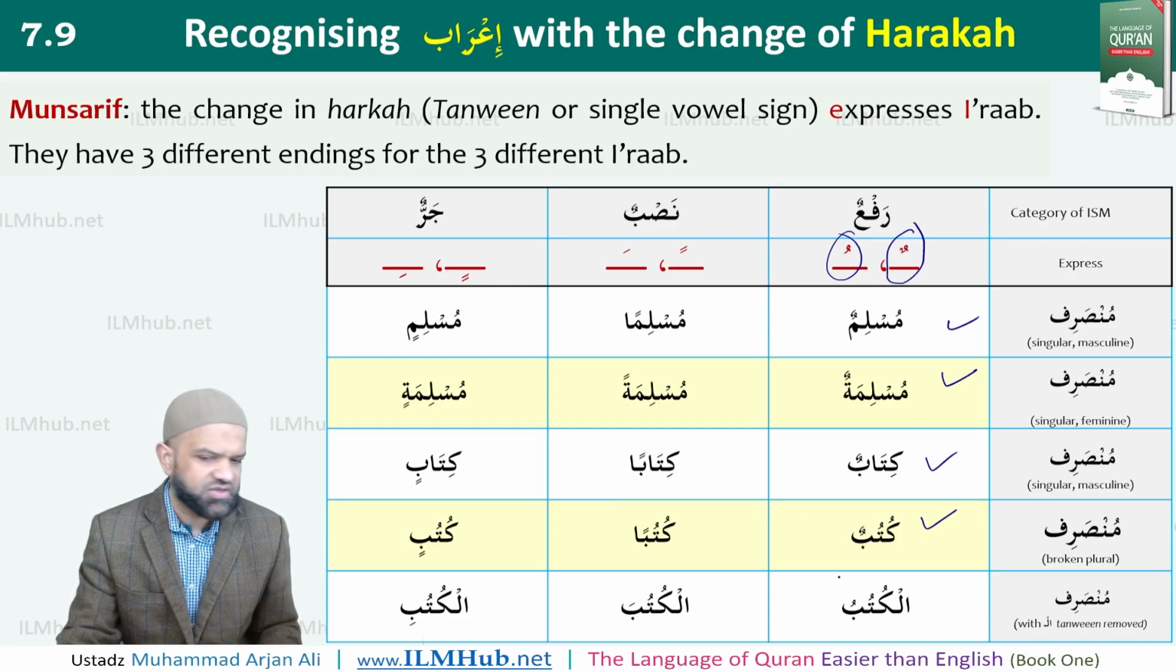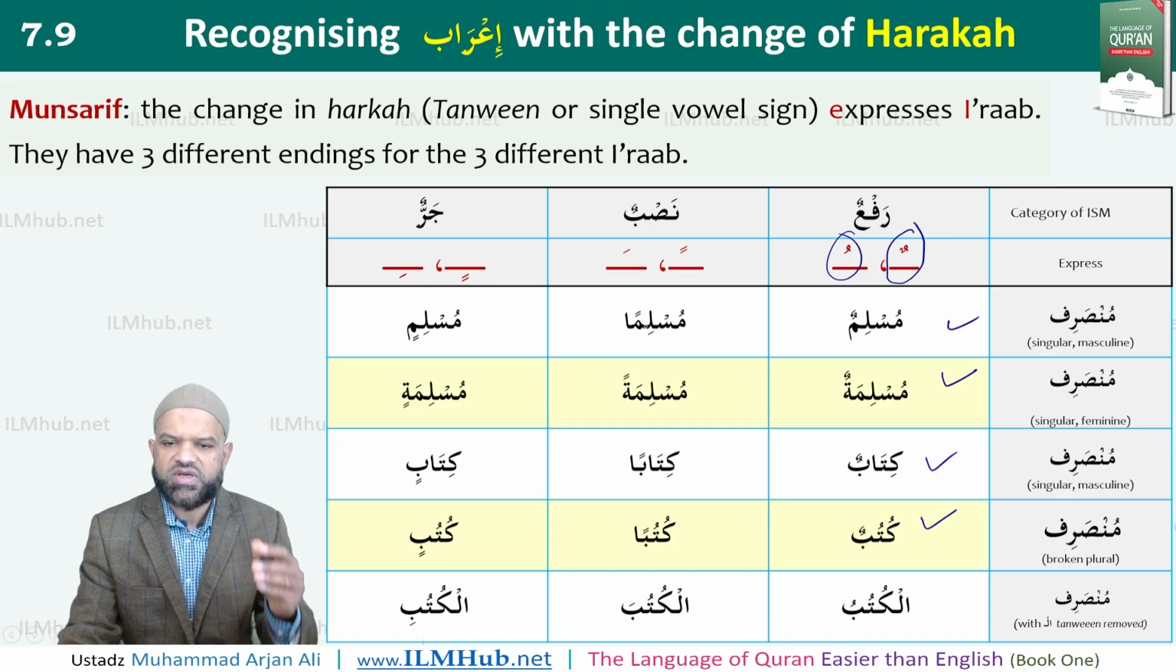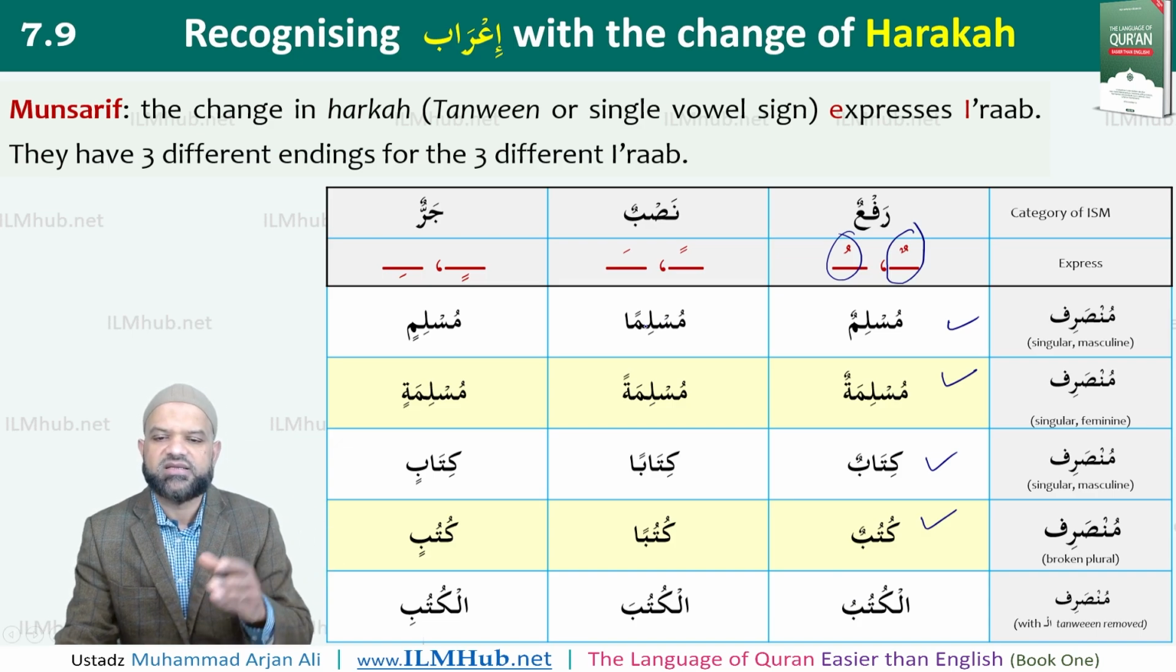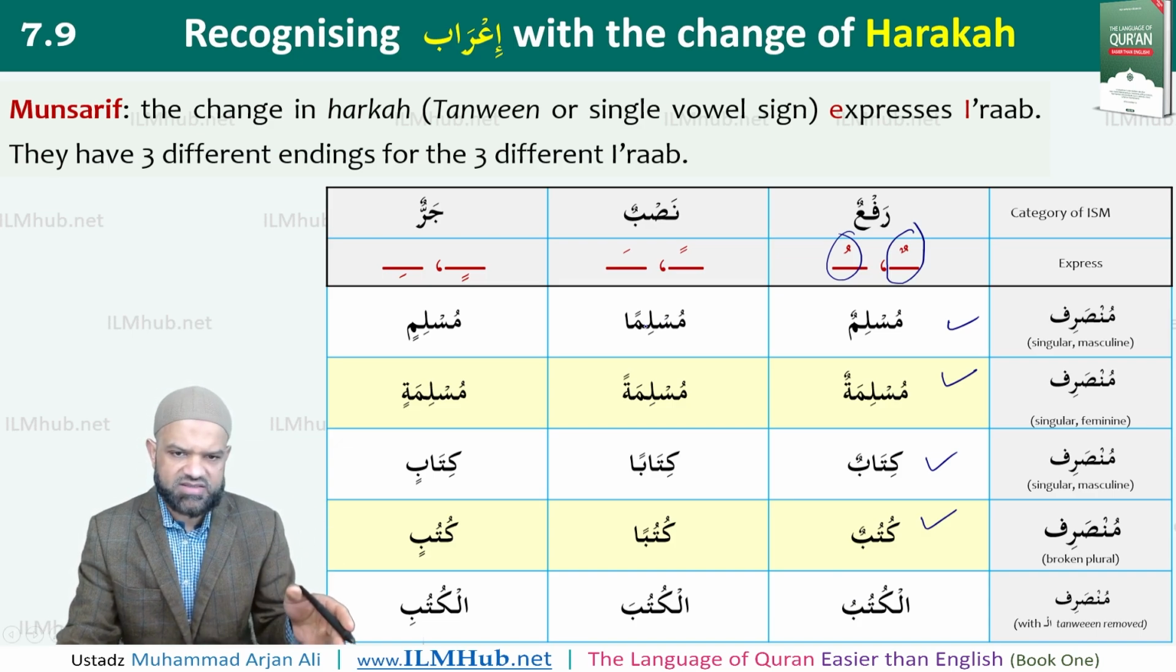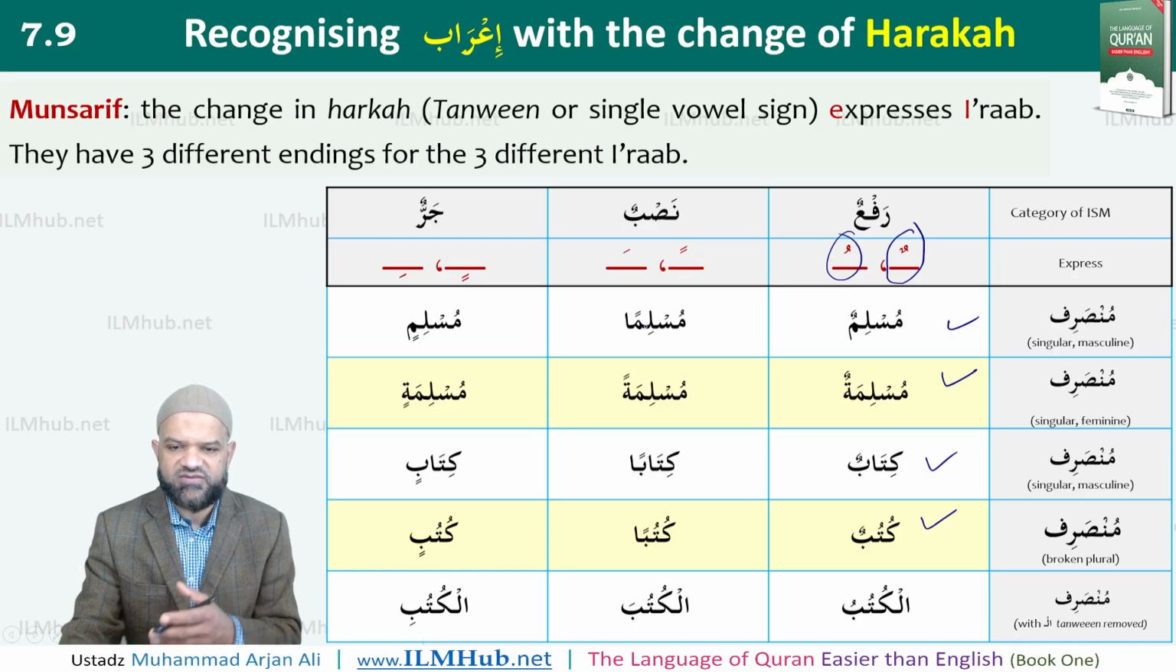And when al appears, we get a single vowel sign. So it is the haraka at the end that tells us what the i'rab is, and that is why they are categorized as the recognition of i'rab through the change of the vowel sign.